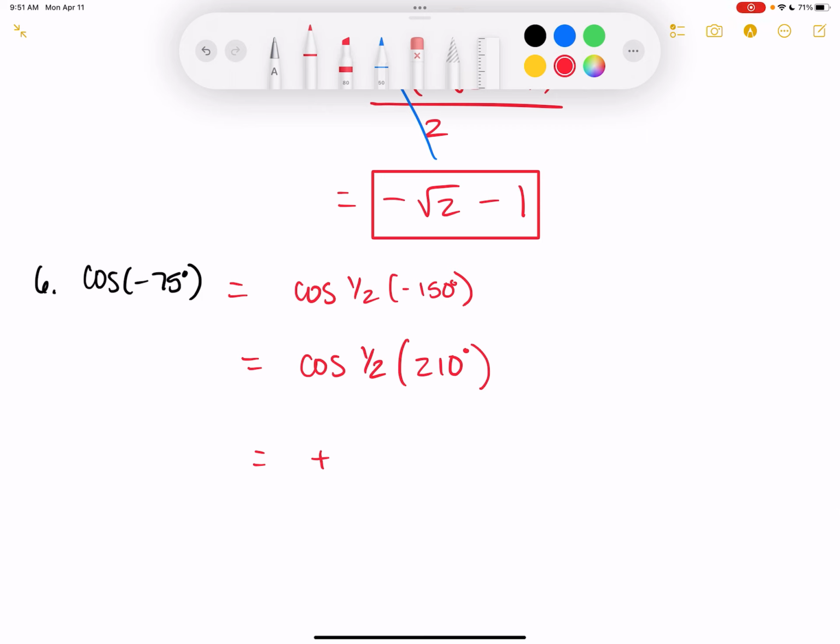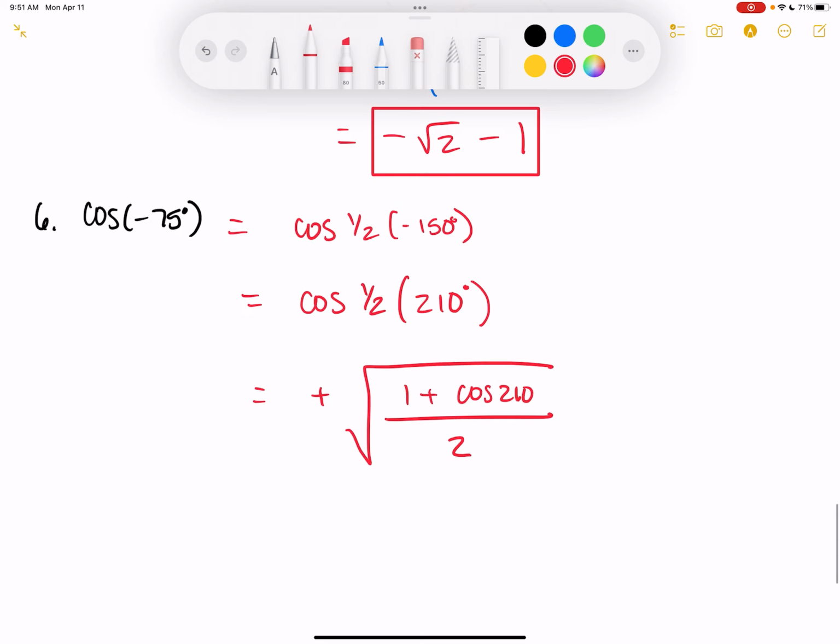So it's going to be positive square root of, and I want you to be intentional the first time you write it about writing the sign that goes with it. If it's positive, you do not need to continue writing it all the way down. If it's negative, obviously you need the negative sign all the way down. Okay, so formula: 1 plus cosine of A, which is the cosine of 210, all over 2. So cosine of 210 is what? Negative root 3 over 2. Okay, so 1 plus negative root 3 over 2, all over 2.